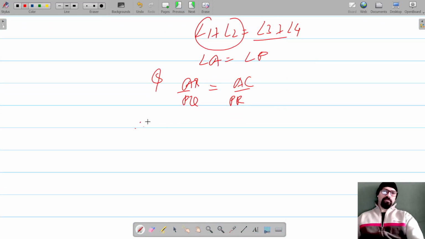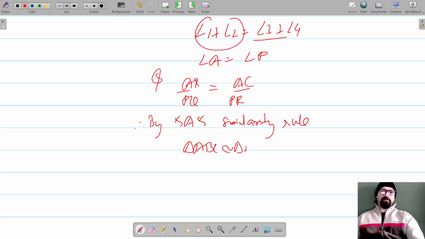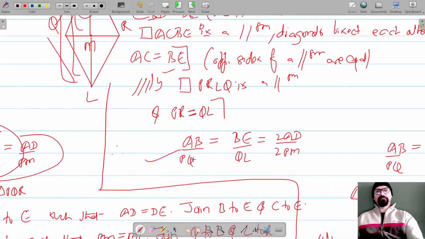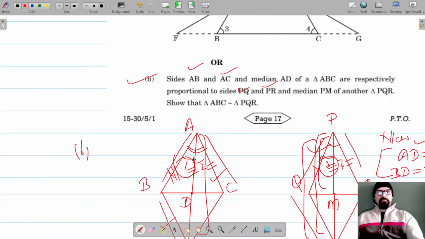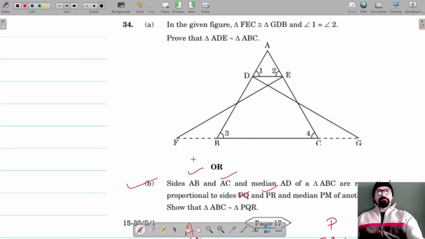So therefore we can say that by the SAS similarity rule, triangle ABC is similar to triangle PQR, hence it's proved. Okay, moving on to the next question.